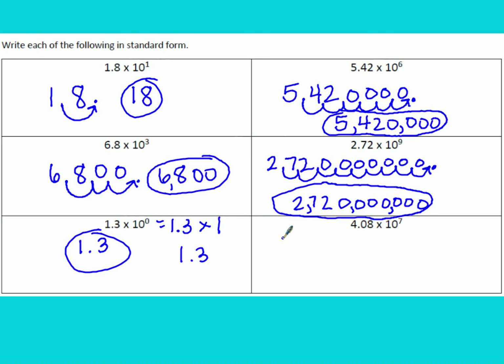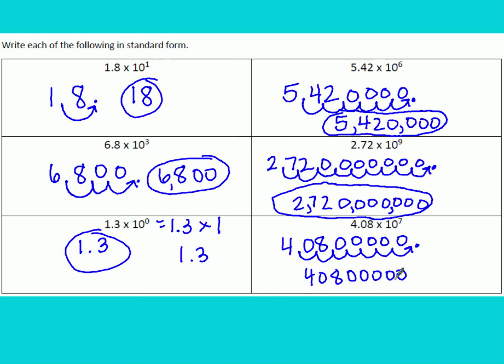In this last example, we have 4.08 times 10 to the 7th power, so we're moving our decimal 7 spaces to the right, 3, 4, 5, 6, 7. Fill in your decimal and fill in any empty loops with zeros, and we get 40,800,000 as that number there. So hopefully you got those all right on your own.